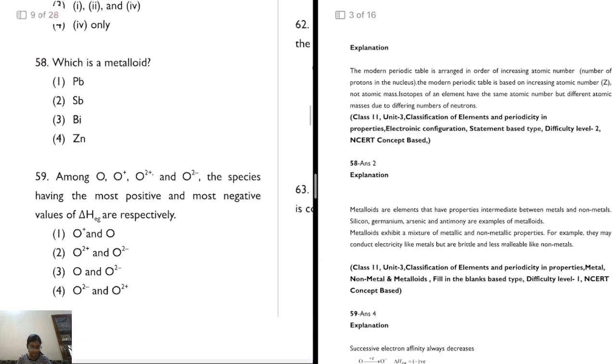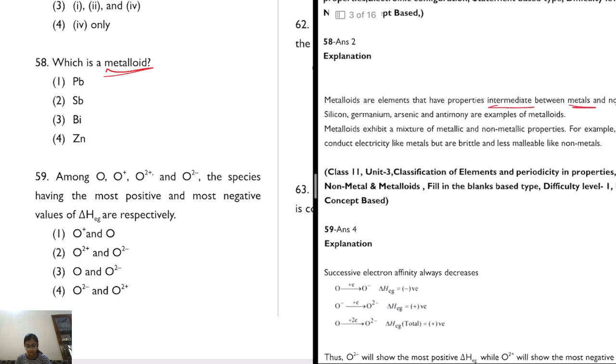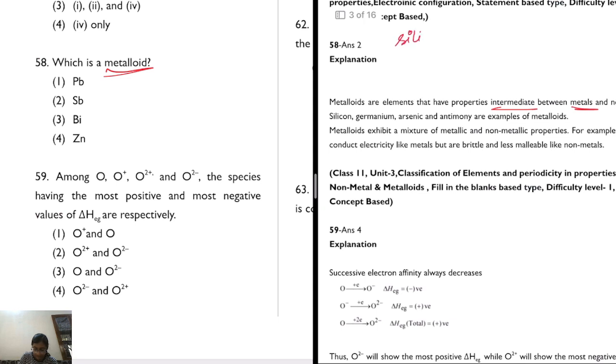Let's see the next question. Which of the following is a metalloid? See what happens in a metalloid. These have properties that are intermediate between metals and non-metals. So, which all are the metalloids? See, silicon, germanium, arsenic, and antimony. Okay, these are the metalloids.